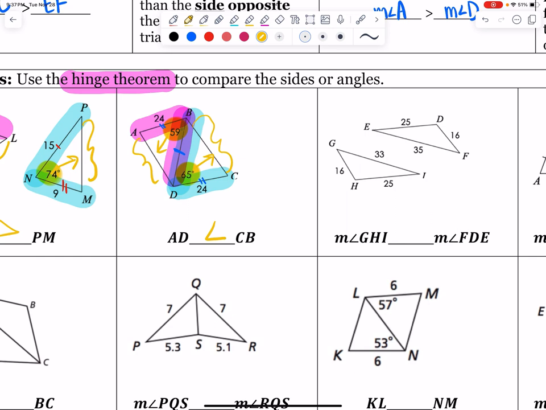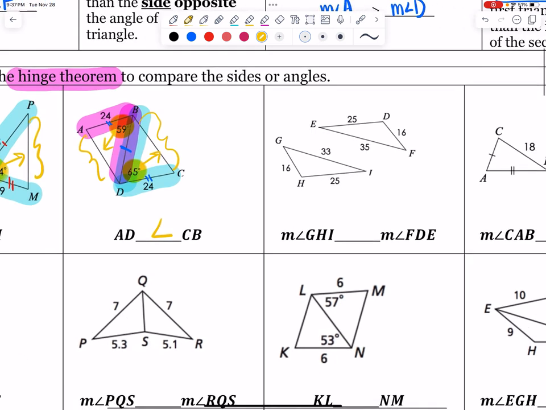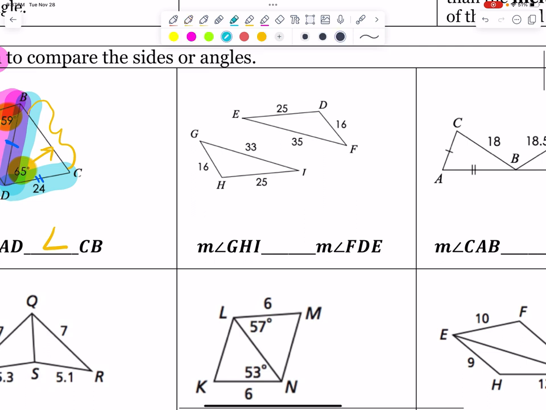Okay, let's look at the next one. Let's keep color coding. These are broken apart, so I know I'm not going to be using the reflexive property here. I've got 16 and 25 in the blue triangle. I also have 16 and 25 in the pink triangle. So let's compare the included angles, angle D and angle H, which is kind of what they're doing here. That's angle GHI, still that yellow angle, and angle FDE, which is still that yellow angle. So how do they compare?